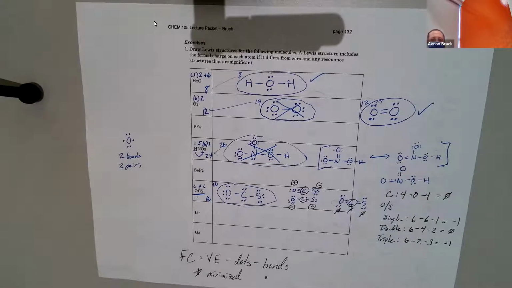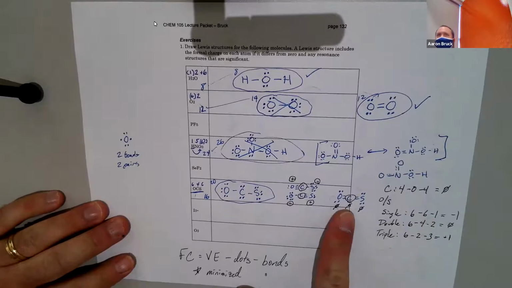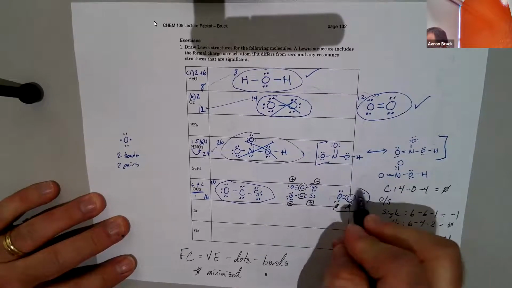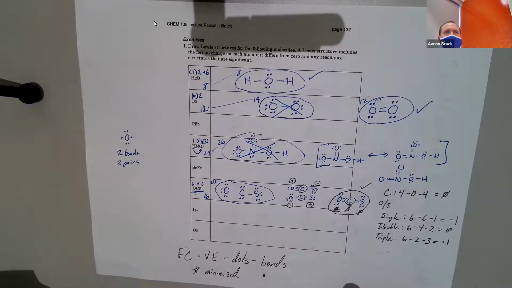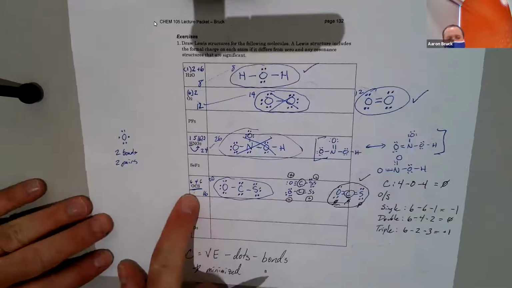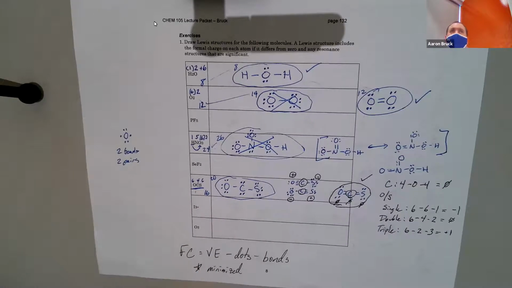So of these three structures, which structure do I have formal charge at a minimum? Which one has the most zeros? It's the third structure, right? This is our correct structure. The double bonded structure is the correct structure here because from a formal charge standpoint, none of the atoms have a formal charge. And since the molecule itself is not charged, none of them should have a formal charge.